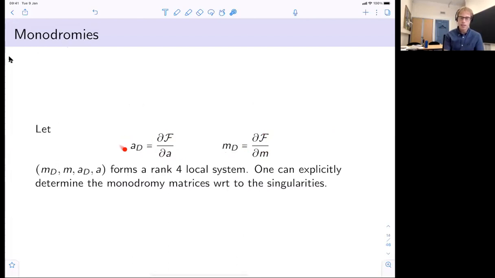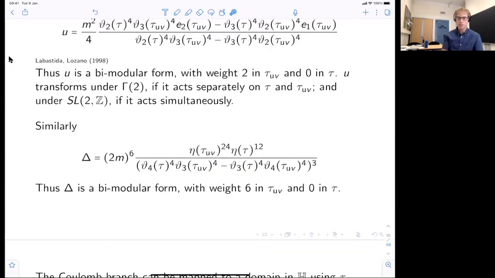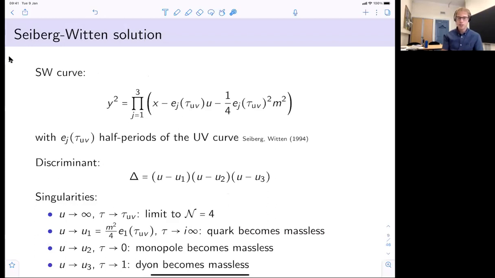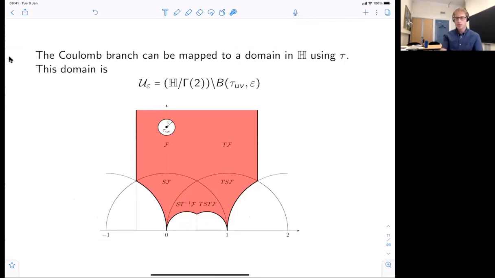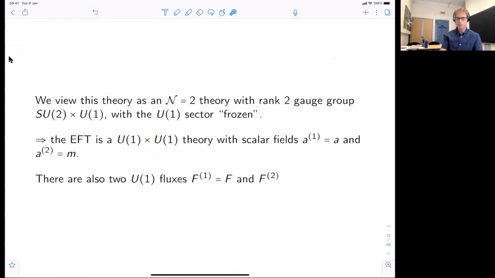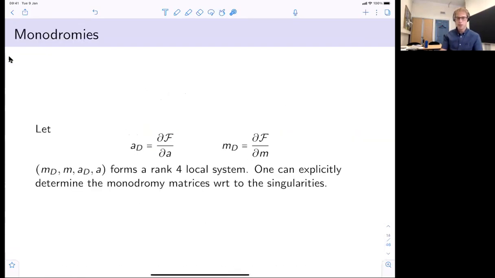And normally the AD and A, they form a so-called local system. They transform under these gamma two matrices if we loop around these singularities on the U plane, or singularities of the theory. That's why it's called a local system, because they might change. For example, AD can go to AD plus two times A if you go around the weak coupling singularity. But now, since we are viewing the theory as an SU2 times U1 theory, we get a four-dimensional vector with MD, M, AD, and A, and we can determine monodromy matrices with respect to the singularities. And I won't write them down here, but they are available in the paper.